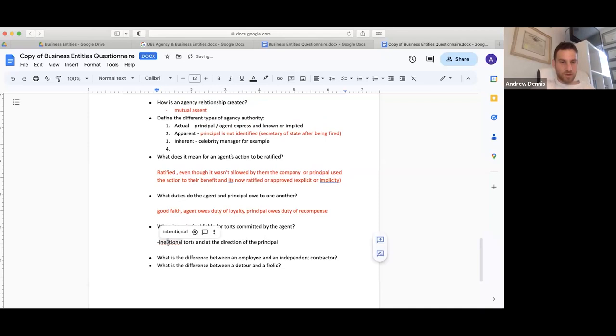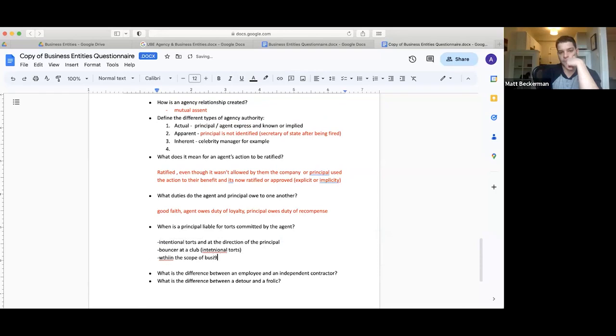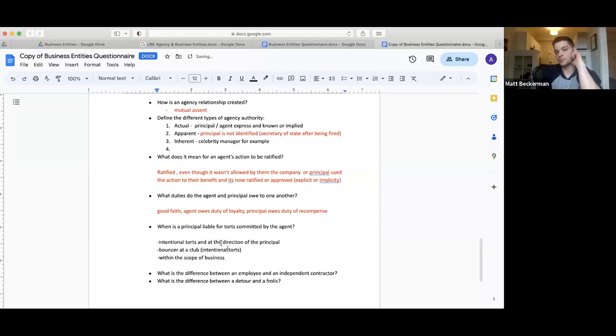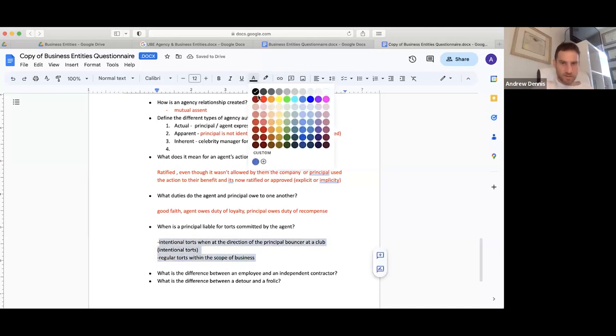Right, especially if you're a bouncer at a club, that's intentional torts. Also within the scope of business, right? Yeah. Excellent. Intentional torts are when at the direction of the principal, like a bouncer at a club. Yeah. And then regular torts, like negligence, within the scope of business. All right.